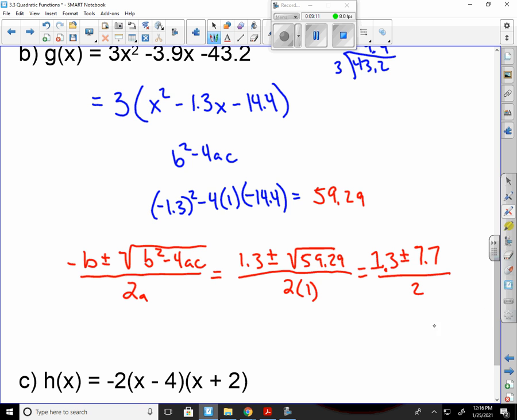So now if I do 1.3 plus 7.7, that gives me 9 over 2. 1.3 minus 7.7 gives me negative 6.4 over 2. So my 2 answers would be 9 divided by 2 is 4.5. Negative 6.4 divided by 2 is negative 3.2.